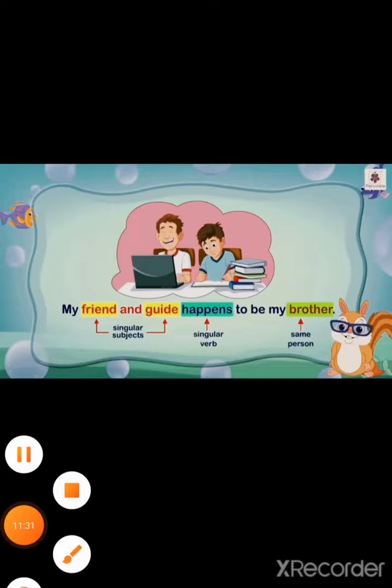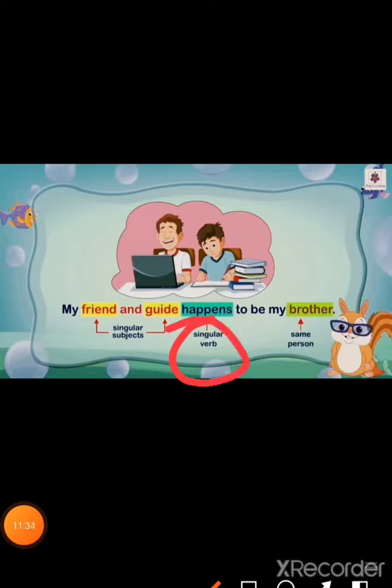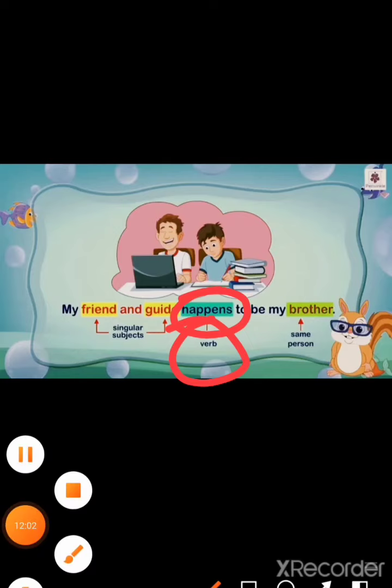So that is why the verb is also singular in number. Okay. My friend and guide happens to be my brother. So after "happen", you have to add s or es. After "happen", obviously s you have to add. You cannot write es. So "happens". Okay. Because it is third person and singular number. So that is why "happens". My friend and guide happens to be my brother.